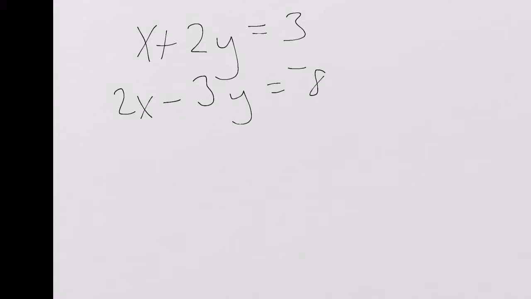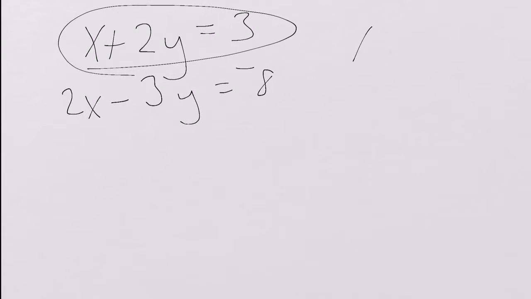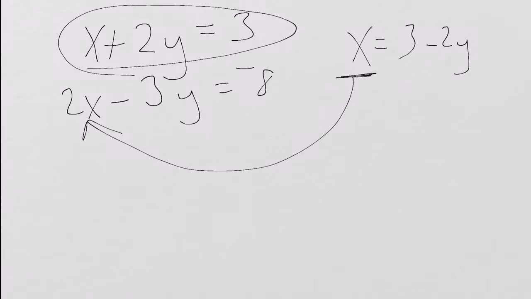Alright, so in this one, if we're solving it by substitution, this would be an easier one to solve for a variable. Let's just solve that for x. So x equals 3 minus 2y. With the substitution, I'm going to take this new solved-for expression and plug it in for that x.